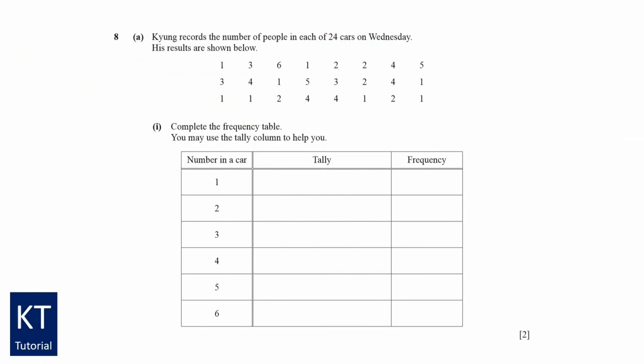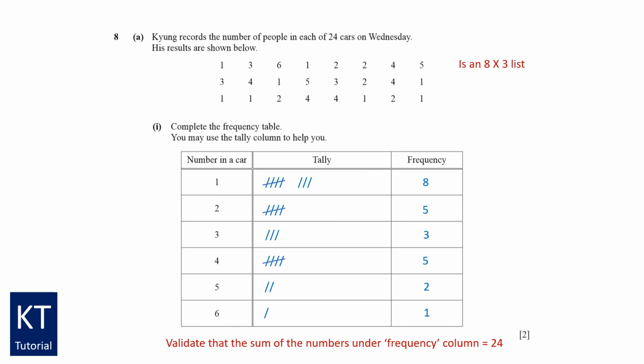Question 8. Kyung records the number of people in each of the 24 cars on Wednesday. His results are as shown below. Complete the frequency table. You may use the tally columns to help you. Having completed the frequency table, it is worth validating that the sum of the numbers under the frequency column is the same as the original count of records.